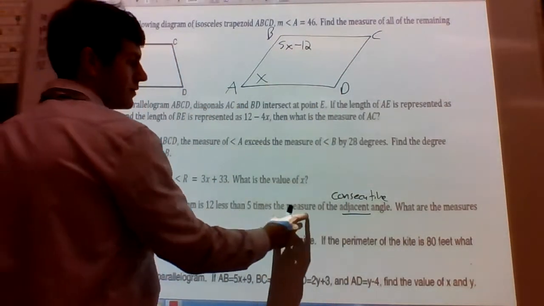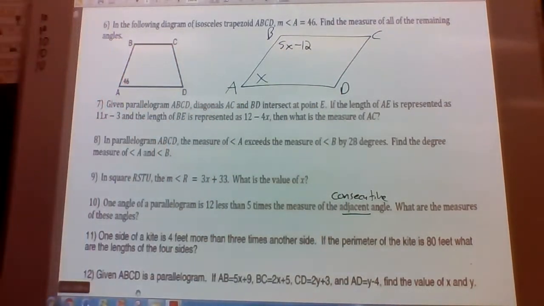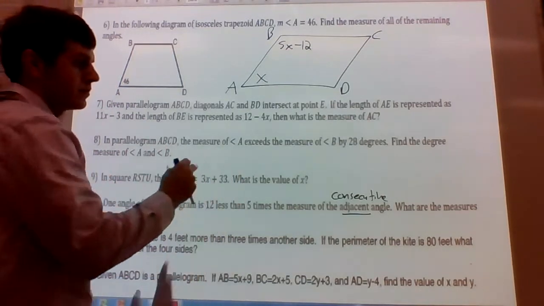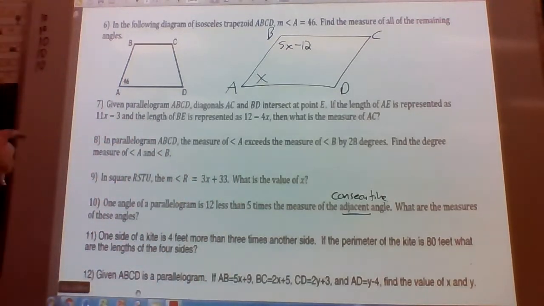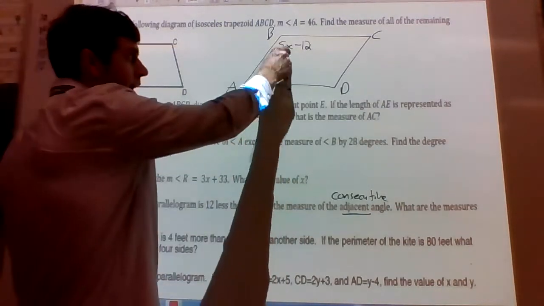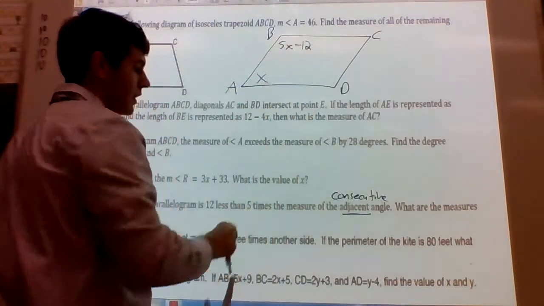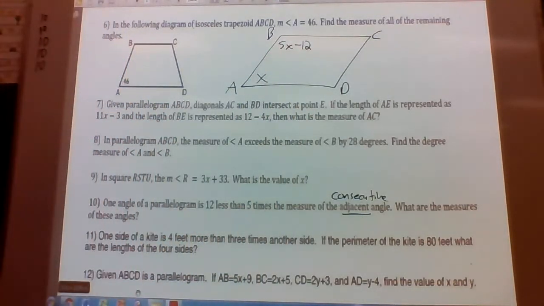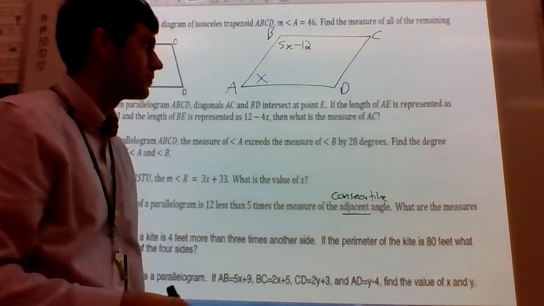12 less than 5 times the measure of the adjacent angle. So we've made the adjacent angle x. Our angle is going to be 12 less than 5 times the measure of x. So 5 times the measure of x is 5x, and 12 less than that is 5x minus 12. Now we need to find x and then substitute it in.